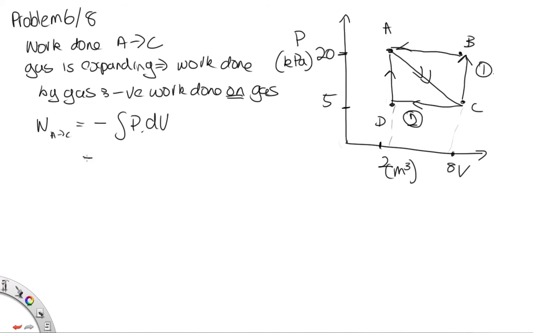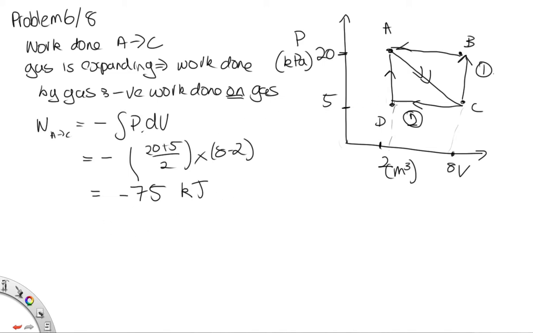So it's a trapezium. To get the area of the trapezium, we take the average of the 2 heights. So that's 20 plus 5 on 2. And then we times it by the width of the trapezium, which is 8 minus 2, which is 6. Doing that in our heads or on the calculator, we end up with minus 75. Now, we would say joules because that's the units for work and energy, except that this is kilopascals, so we need to times it by 1,000, so that's kilojoules.